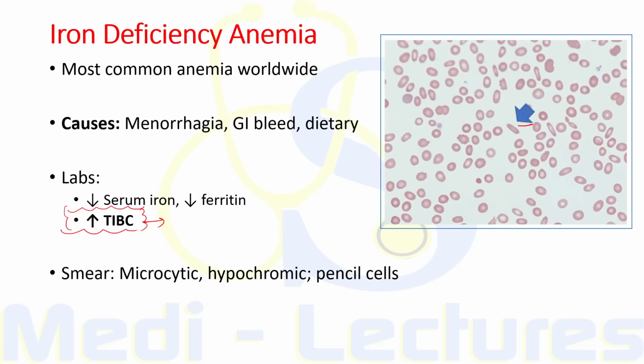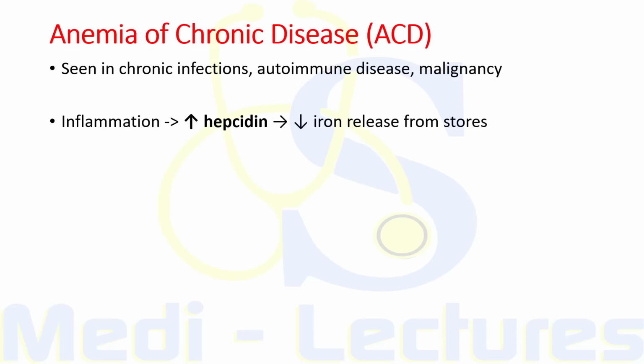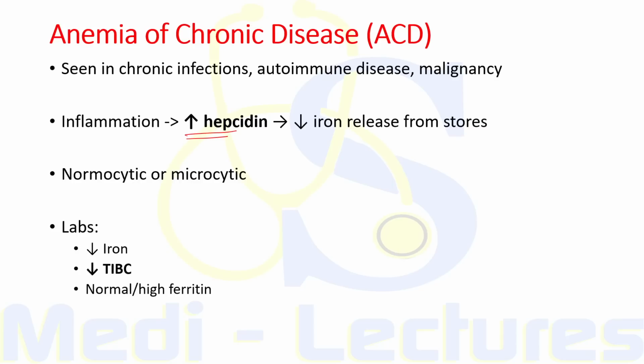Now, second microcytic anemia is anemia of chronic disease. It is seen in chronic infections, autoimmune disease, and malignancy. What happens is there are inflammatory cytokines which stimulate the production of hepcidin. As we all know, hepcidin negatively regulates ferroportin, which inhibits the absorption of mucosal iron into the bloodstream. So there will be decreased iron release from stores. Anemia of chronic disease can be both normocytic or microcytic, and in labs iron will be decreased, ferritin will be normal or high, but TIBC will be decreased. There will be decreased total iron binding capacity. This will differentiate it from iron deficiency anemia.